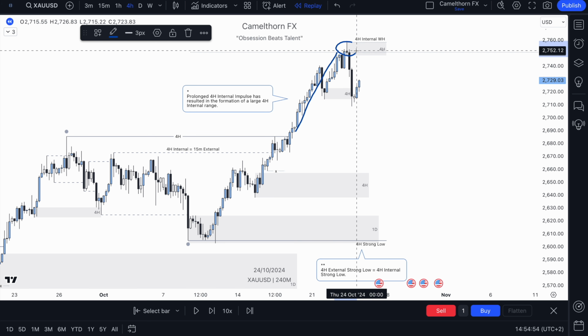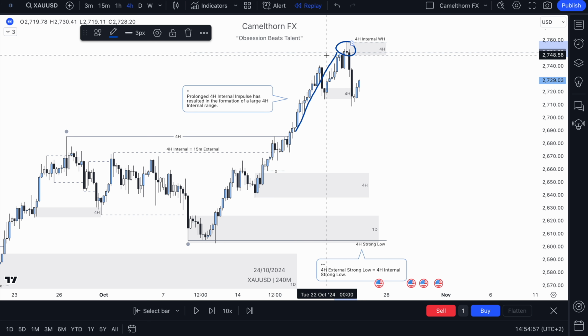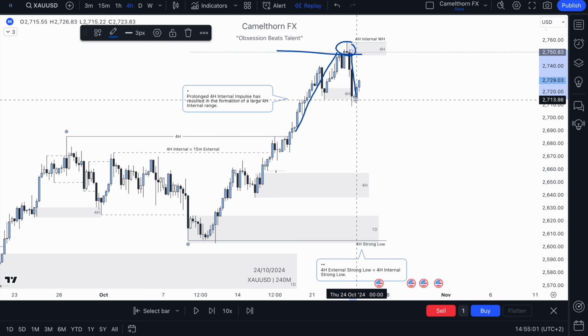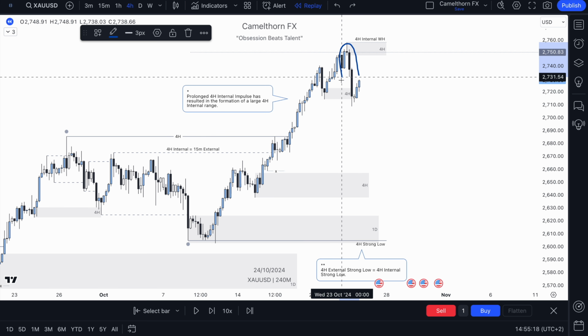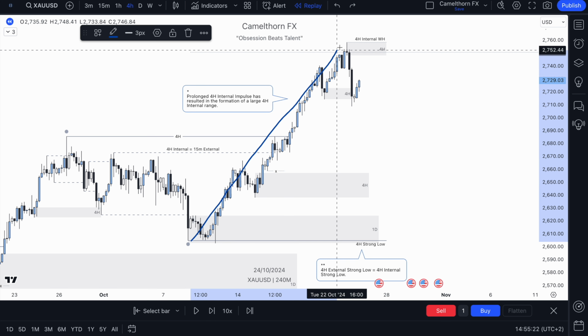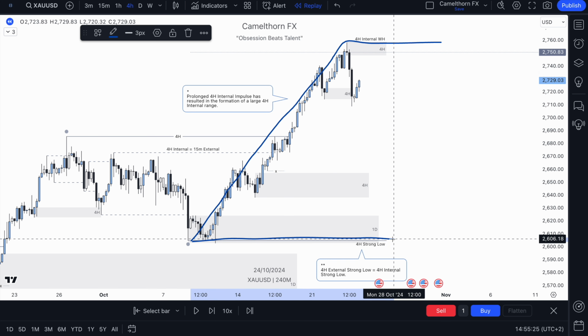We had what can only be described as a bullish rejection of that price point, and then we had the introduction of very strong bearish pressure out of that area. Now that bearish pressure coming out of that area is what allowed for the establishment of our 4-hour internal range.